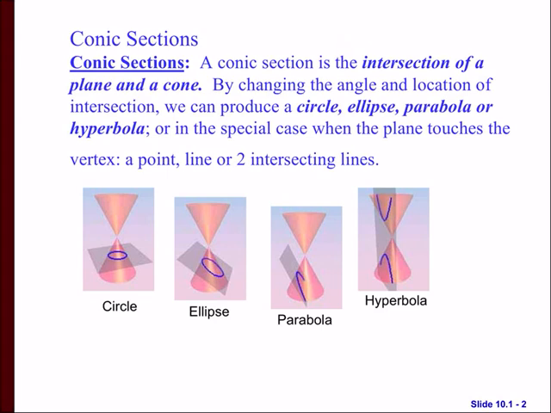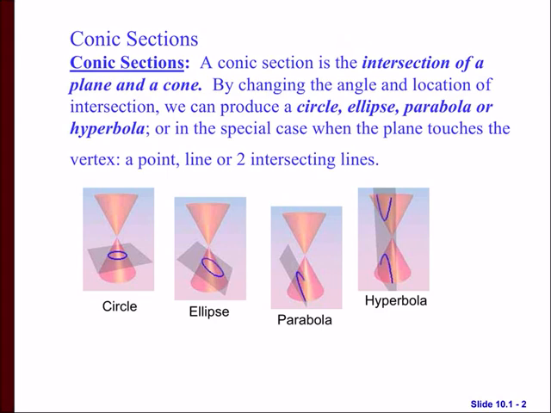A conic section is the intersection of a plane and a cone. By changing the angle and location of the intersection, we can produce a circle, ellipse, parabola, or hyperbola. Or in the special case, when the plane touches the vertex, a point, line, or two intersecting lines. So you can see down here, you've got your plane intersecting this cone. You can see here the circle, we're intersecting this cone at a horizontal intersection, slicing through it horizontally, and it forms a circle.